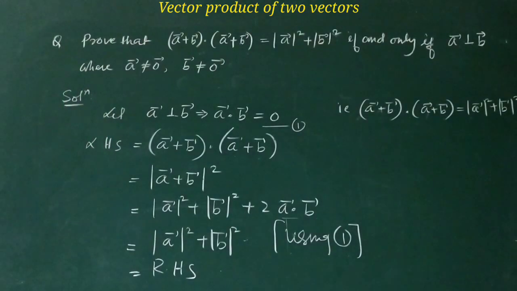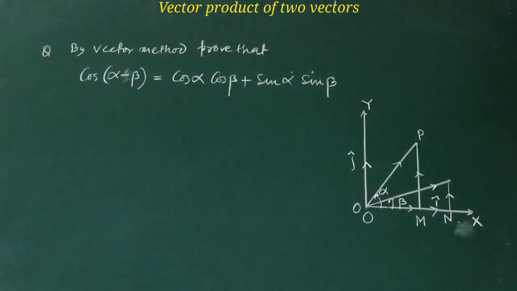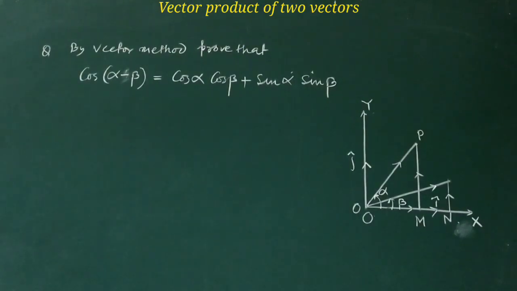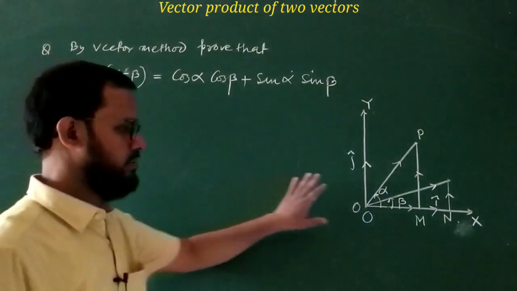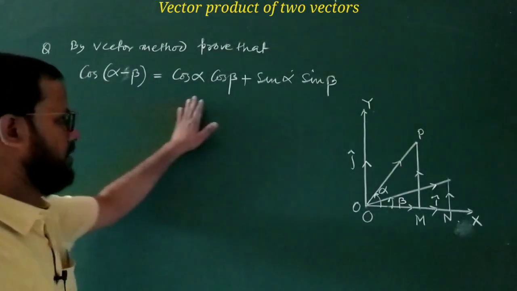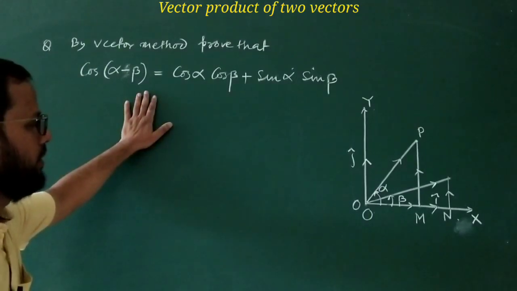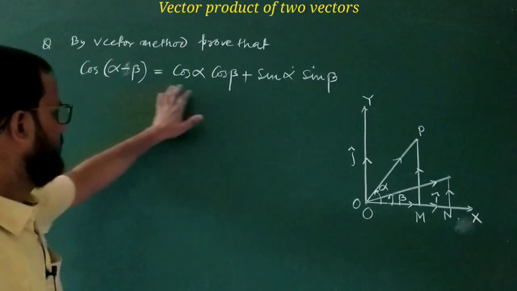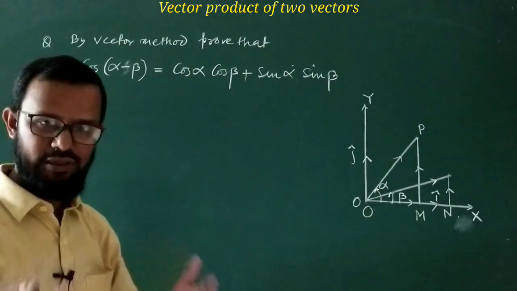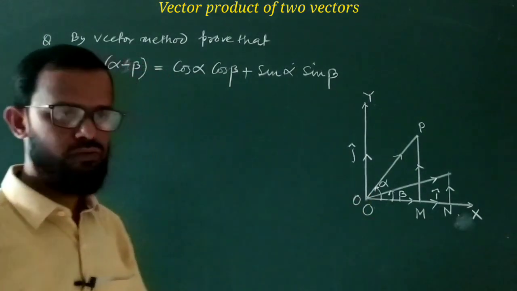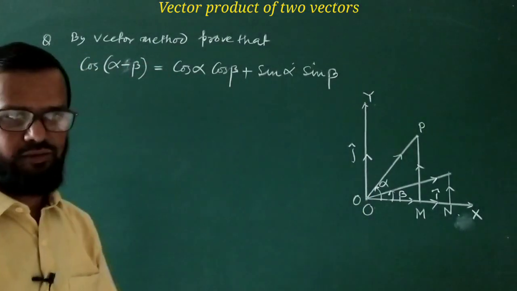Here you see we already know that cos alpha minus beta equal to cos alpha cos beta plus sin alpha sin beta. We got this in trigonometry, and we also know the proof. But here, how you can apply the vector method to prove this particular result is very interesting, because in trigonometry proving the particular result is something difficult, but when you use the vector method it will be easier for you to prove it.